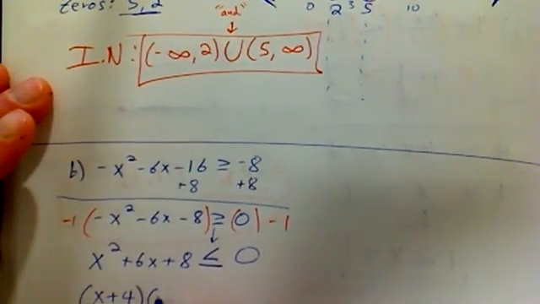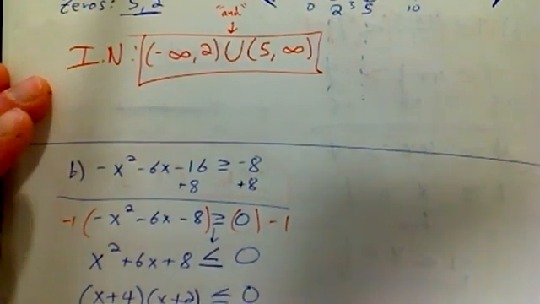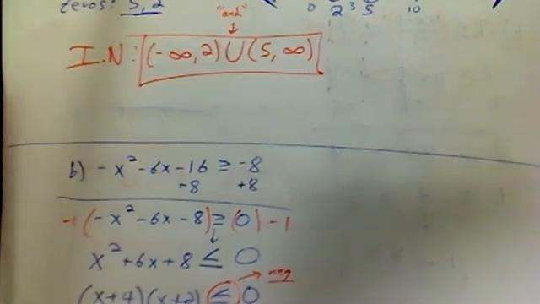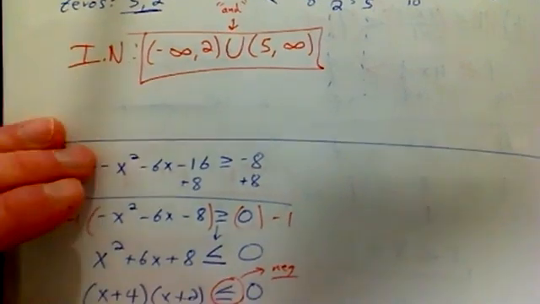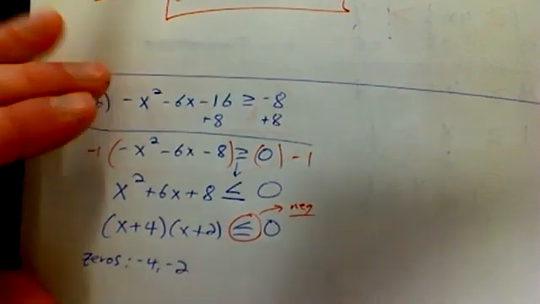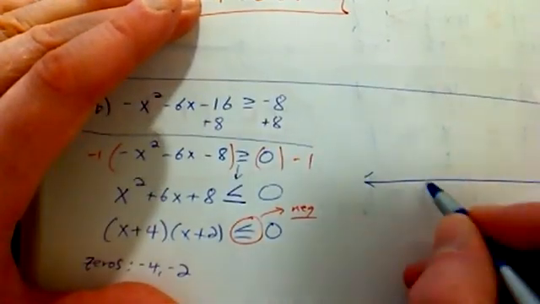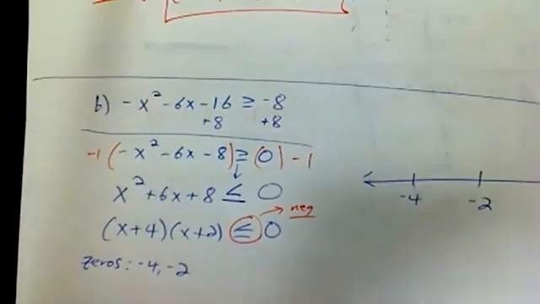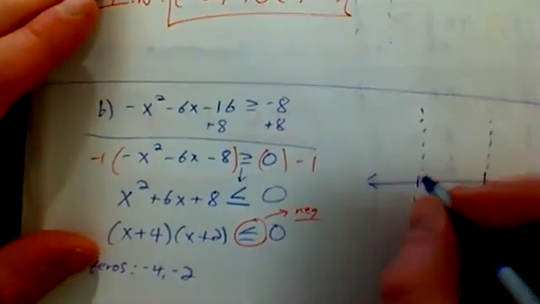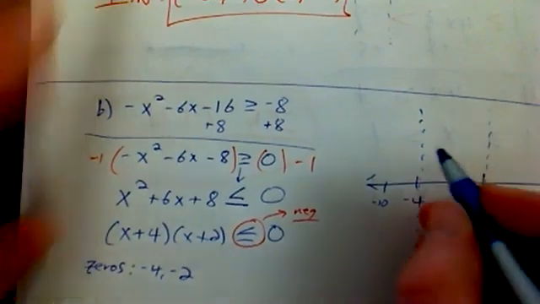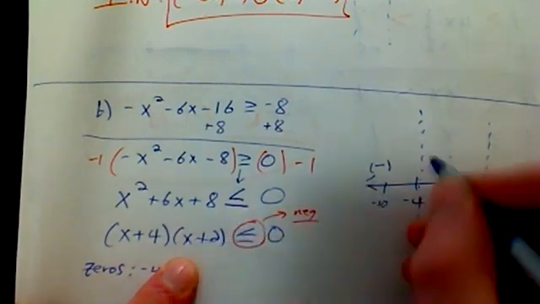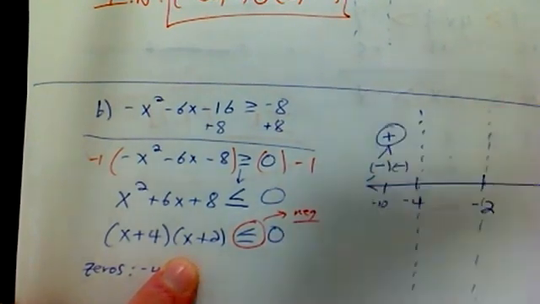And that's very easy to factor. And now I want things less than or equal to 0, or negative or equal to 0. So I'll do the same thing. What are my zeros? My zeros are -4, -2. So that's what I'm going to put on my number line. I have -4 and -2. These are where the possible sign changes could occur. Pick a point over here. How about -10? That would give me -10 plus 4 is a negative, and -10 plus 2 is also a negative. Negative times a negative is positive.